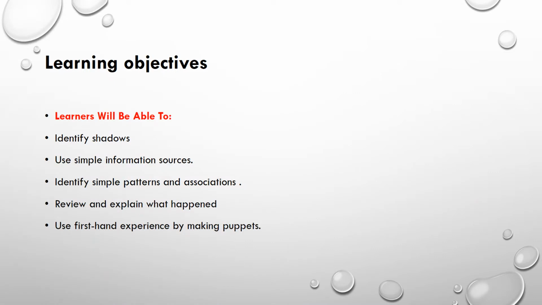Our learning objectives for our lesson today are that learners will be able to identify shadows, use simple information sources, identify simple patterns and associations, review and explain what happened, and use first-hand experience by making puppets. Okay?